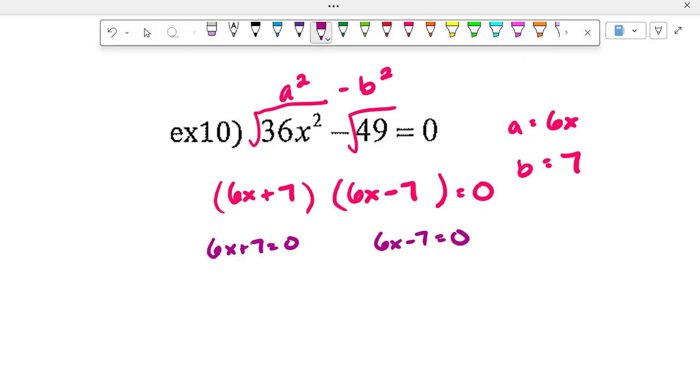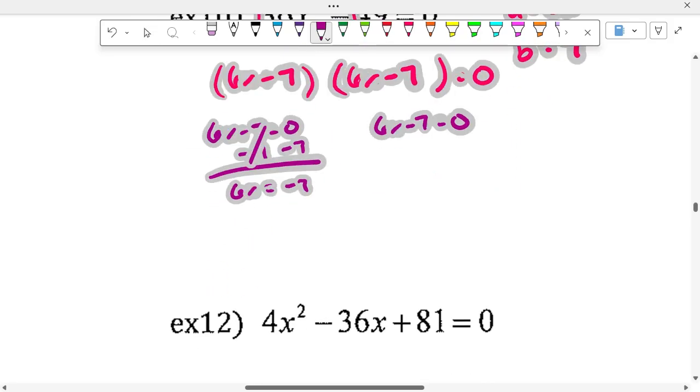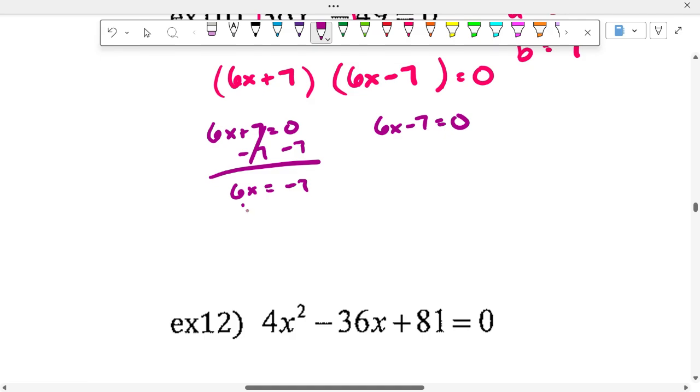So let's do the left one first. What's my first step for solving? Come on, guys. I know you can solve a two-step equation. What's my first step? Minus 7 to both sides. So 6x is equal to negative 7. What's my last step? Divide by 6. So x is equal to negative 7 over 6.